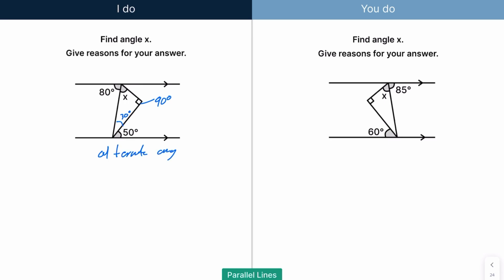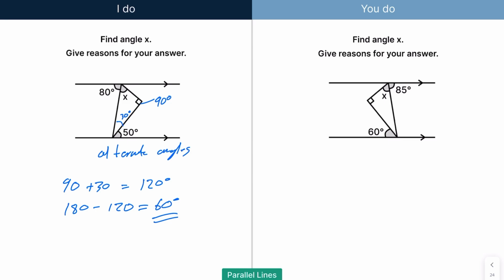alternate angles. And now we can solve that, because we can do 90 plus 30, which is 120. And just do 180, take away 120, which then gives you 60 degrees here. And that is the value for X.